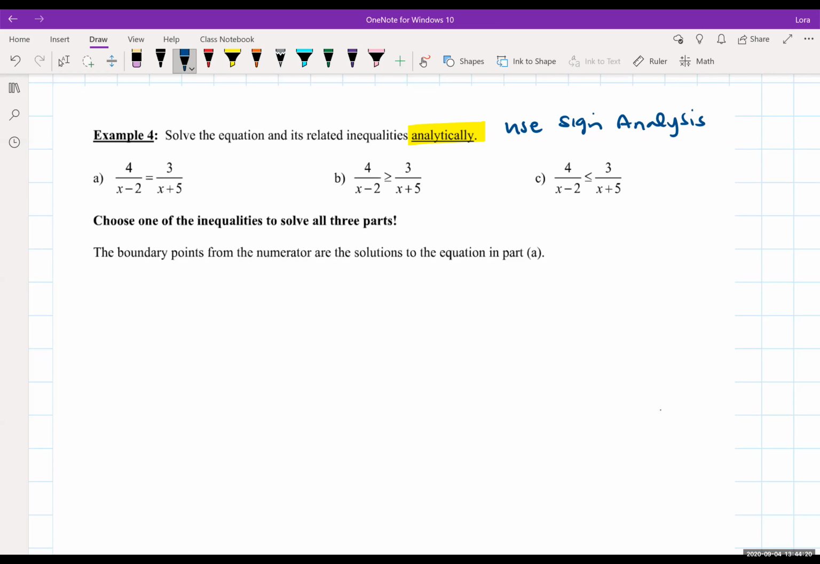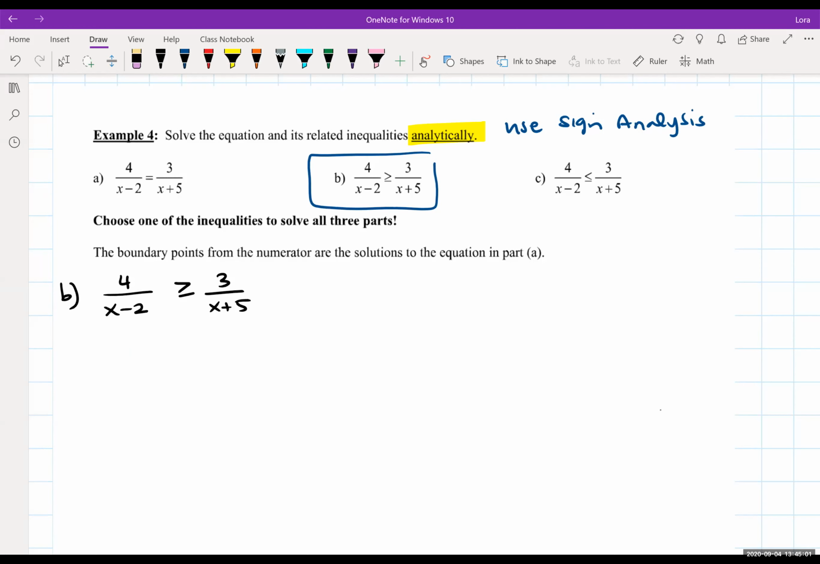So I'm going to start off with inequality B, just because that's the one in the middle. I'll write it over again for you. 4 over x minus 2 is greater than or equal to 3 over x plus 5. Anytime we want to use the sign analysis method, we have to make sure we have a single fraction compared to 0. And when you look at the inequality in part B, you're going to notice that this is a single fraction, but it's compared to another single fraction. So we don't have 0 yet.